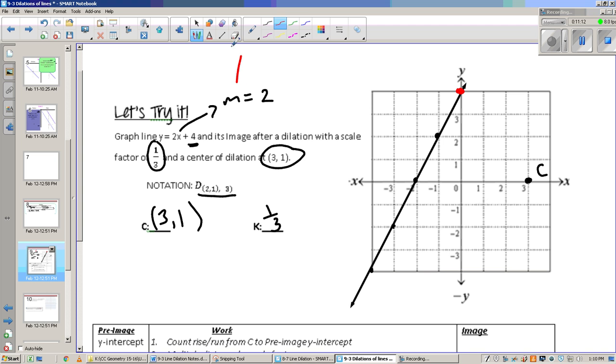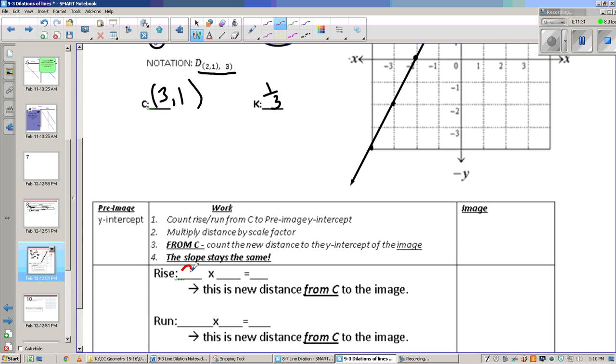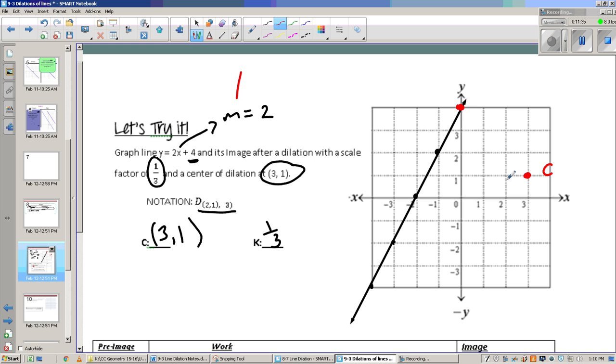Guys, sorry. I graphed C wrong here. C is (3, 1). So go back to C here. There we go. Fix that for me. Sorry about that. Okay, so we're going to count rise and run. So 1, 2, 3 up. So it's positive 3. And then 1, 2, 3 left. So it's going to be negative 3.